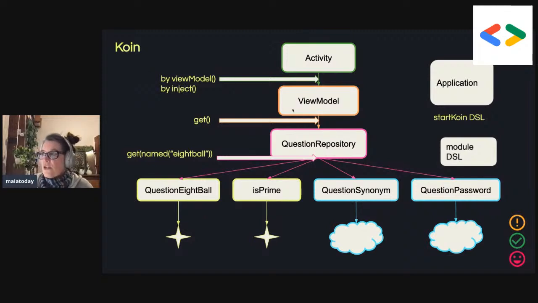In the view model's constructor, if it's a simple object like this question repository, all you need to do is call this get method, and it will go into Koin and get you the thing that you need. So this question repository has got multiple things over here, and some of these things have similar interfaces. So if you've got a problem like that where Koin can't see which of these two things you need, you can give it a named one. So you can actually say, give me an 8-ball, or give me a synonym, or give me a password object. So that's the way you would insert these things into your architecture.